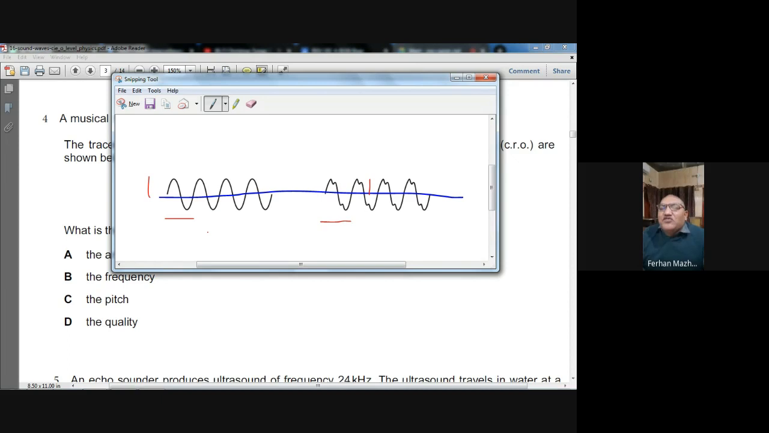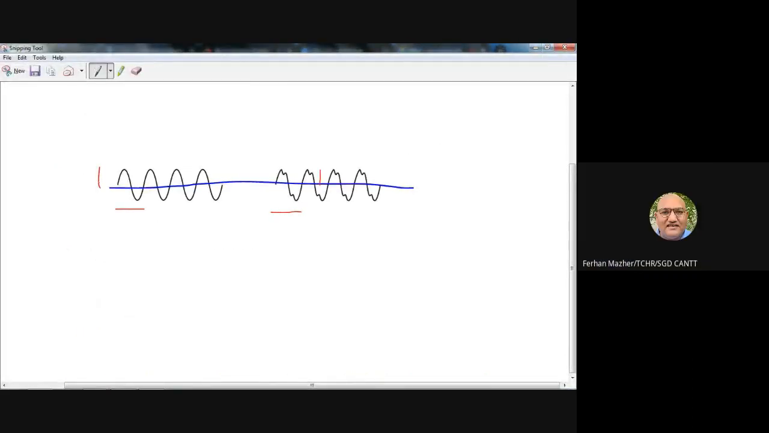Both the waves have the same time period, which means they will have the same frequency, which means they will have the same pitch. They have the same amplitude, which means they will have the same loudness. But one thing is different in each of them. Their basic shape of the wave is not same. This is very smooth, but it has some ups and downs. Their basic shape is different.